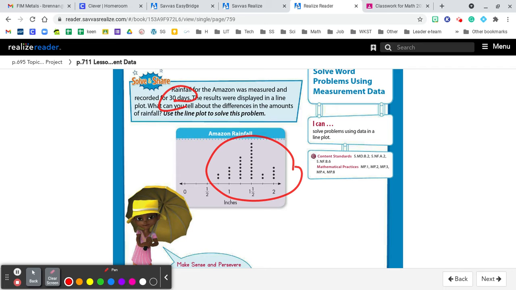What can you tell about the difference in the amounts of rainfall? And this is just a general statement, so you can say anything you want, like the most frequent amount of rain recorded was 1.5 inches. The least amount of rain recorded was 3/4 of an inch. The most amount of rain recorded was 2 inches. All sorts of different things you can say looking at the data.